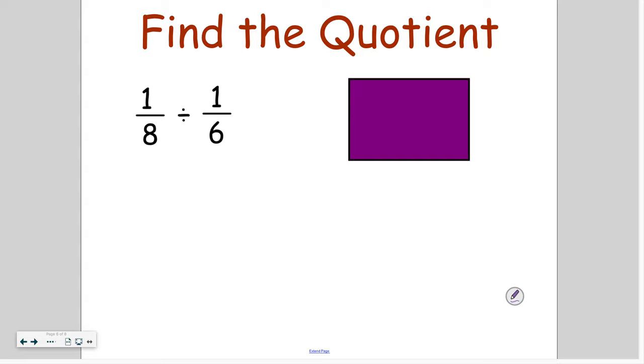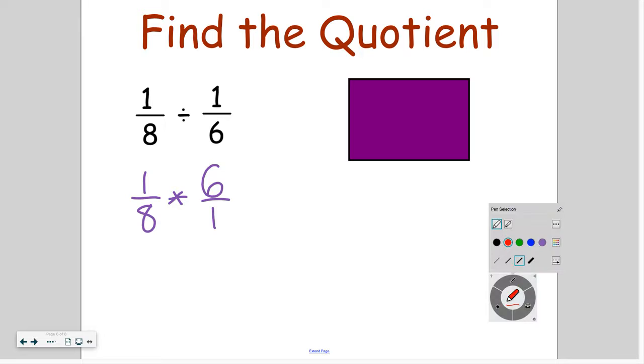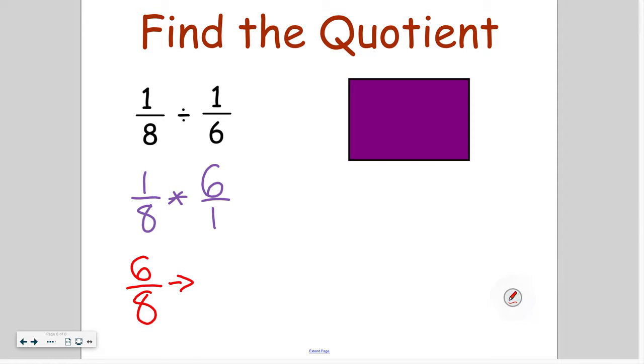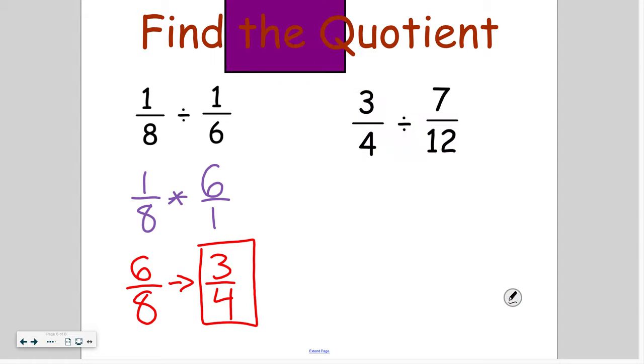This next one, again, same concept. Keep the first, change it to multiplication, and flip the second one. Now we have 1 times 6, which gives me 6. 8 times 1, which gives me 8. I can reduce this by dividing both of them by 2, and I end up with a final answer of 3/4.